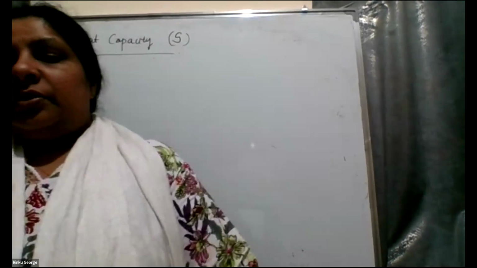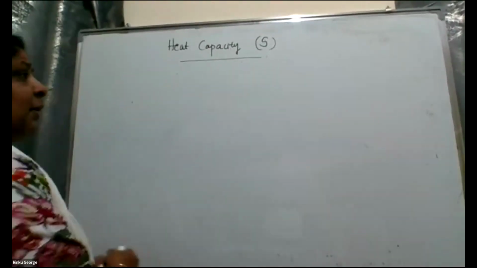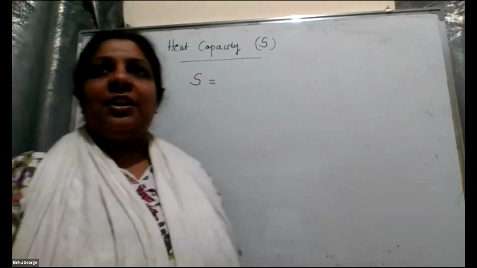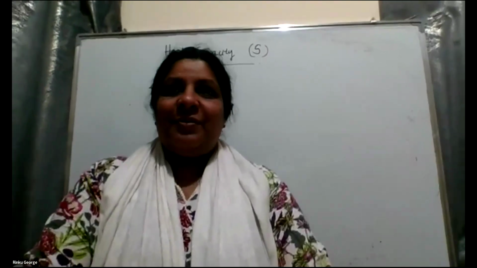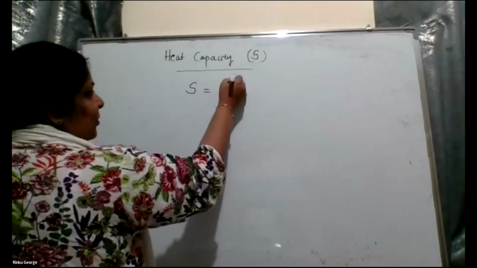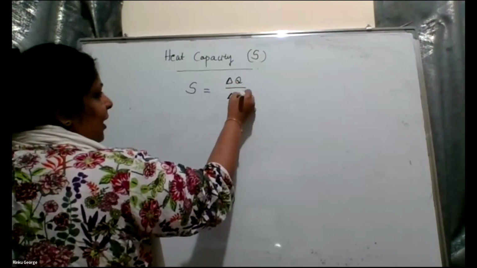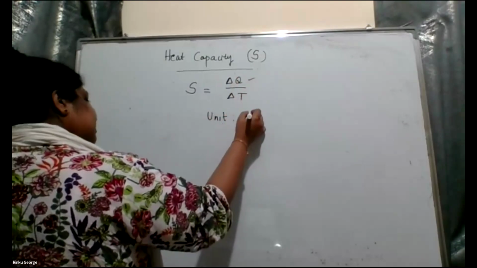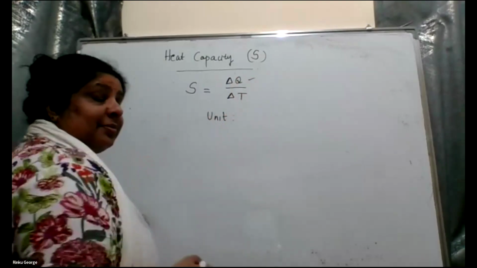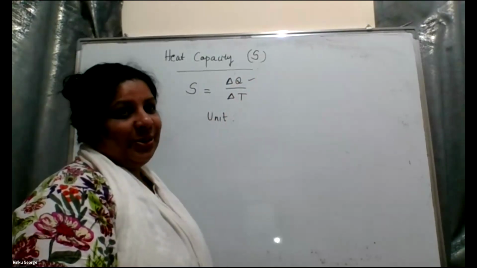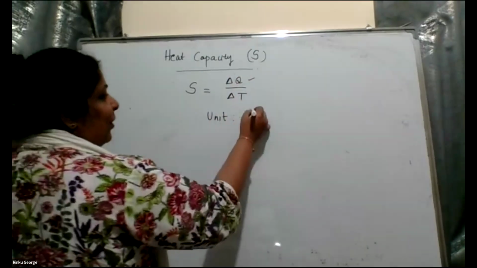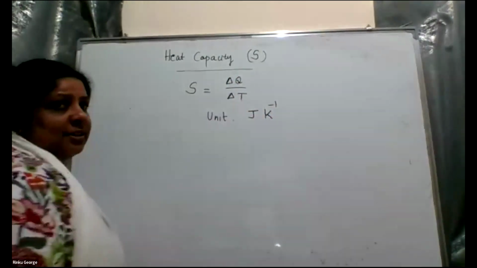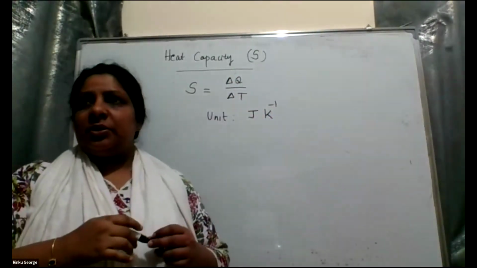Done, right? So, what is the symbol used for heat? Q, delta Q. Temperature is delta T. So, S is equal to delta Q by delta T. And what will be the unit? Heat is joule. And temperature, Kelvin raised to -1. If it is in degree, degree raised to -1. Heat capacity is okay, right?